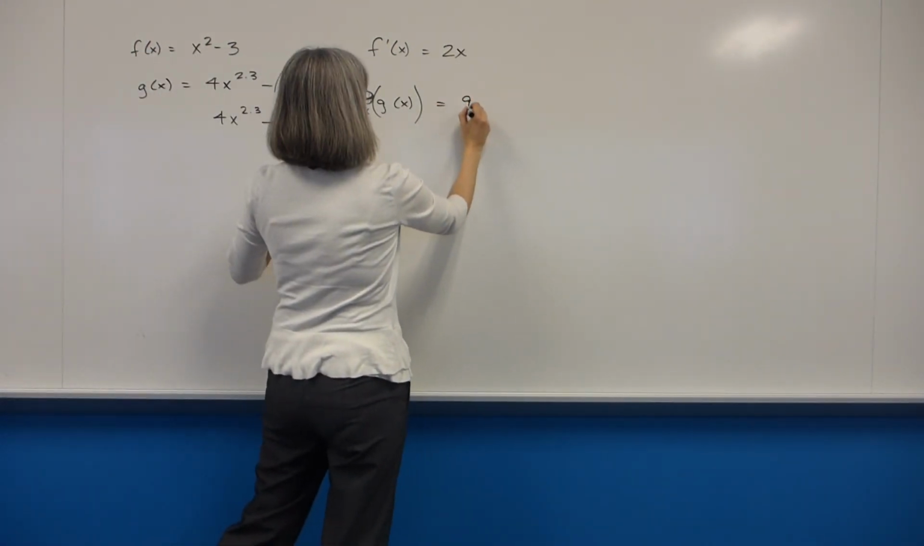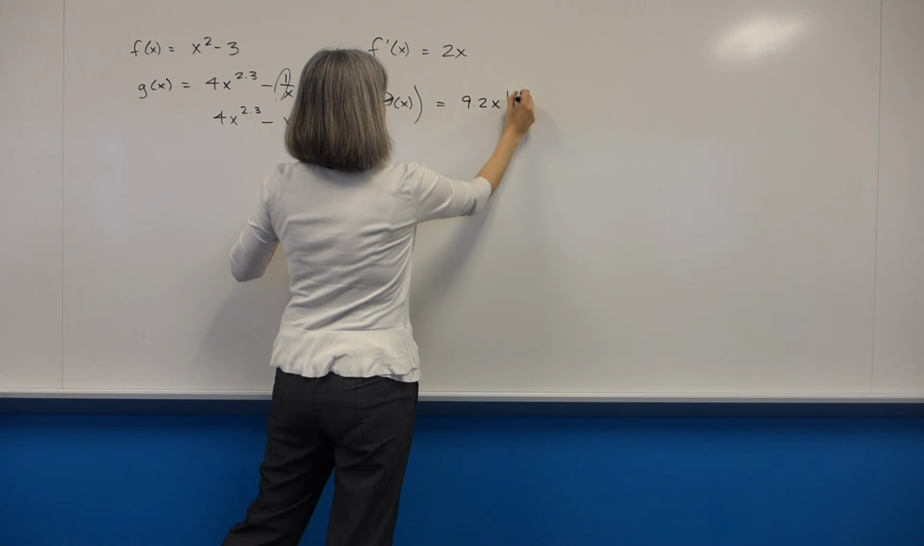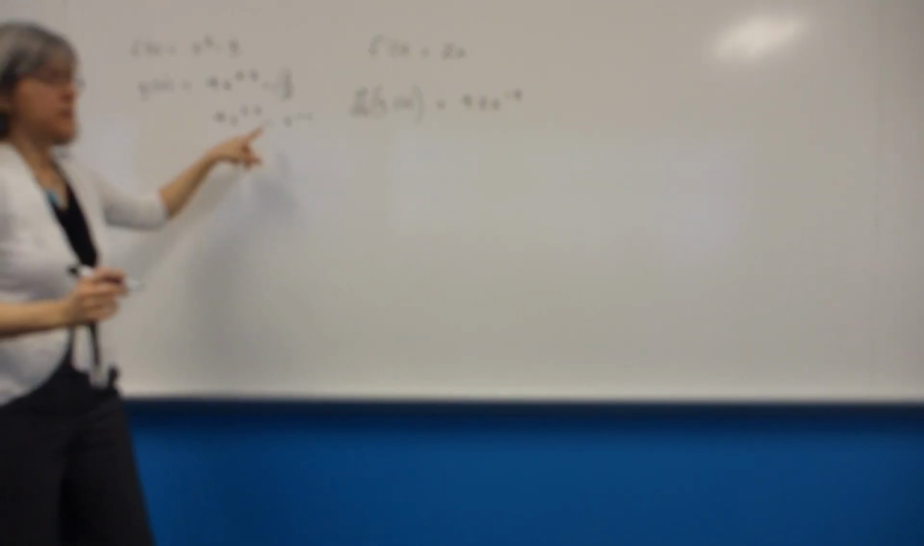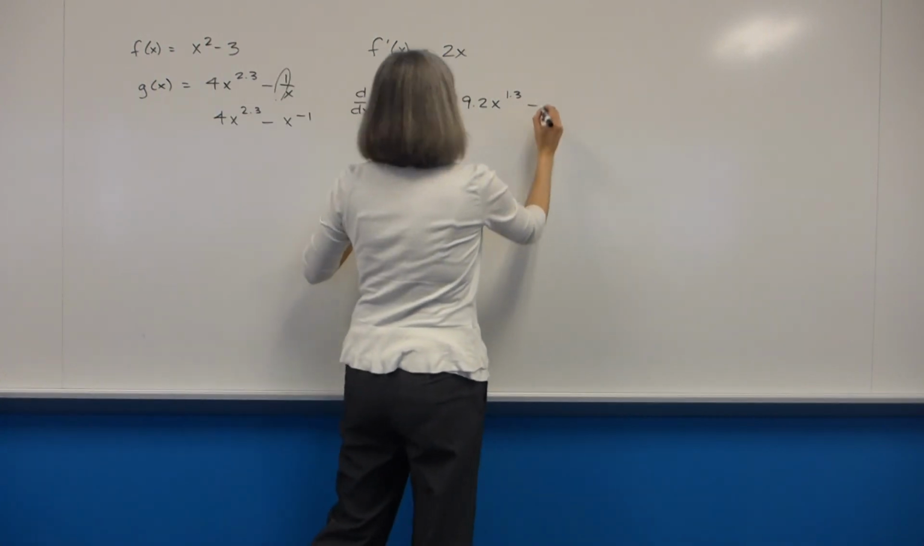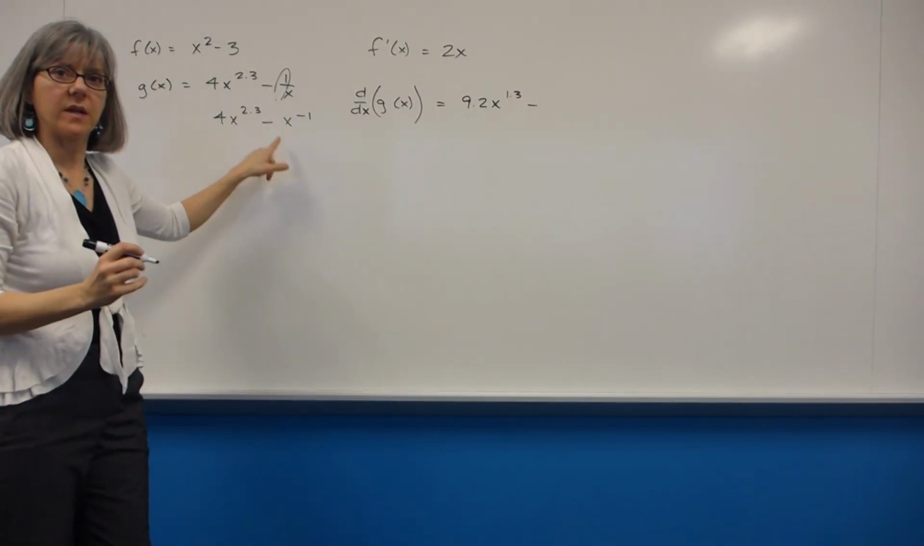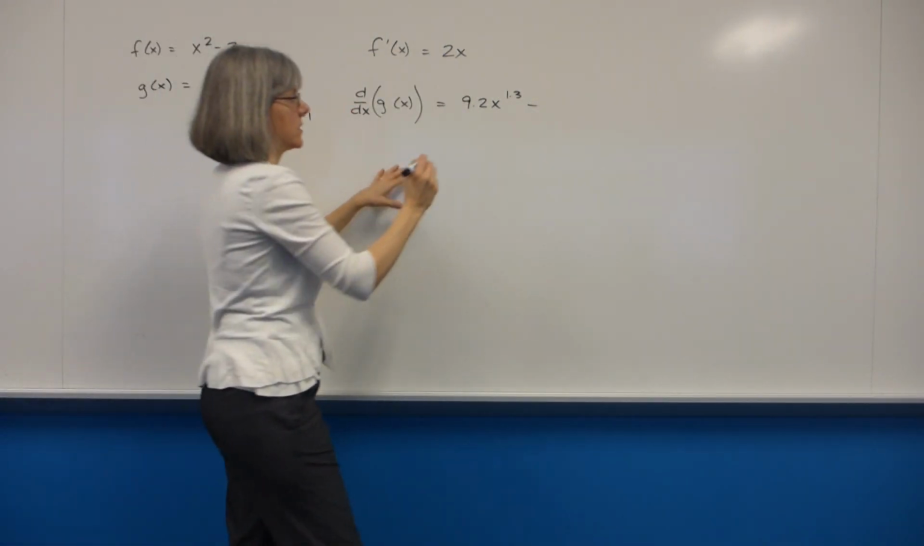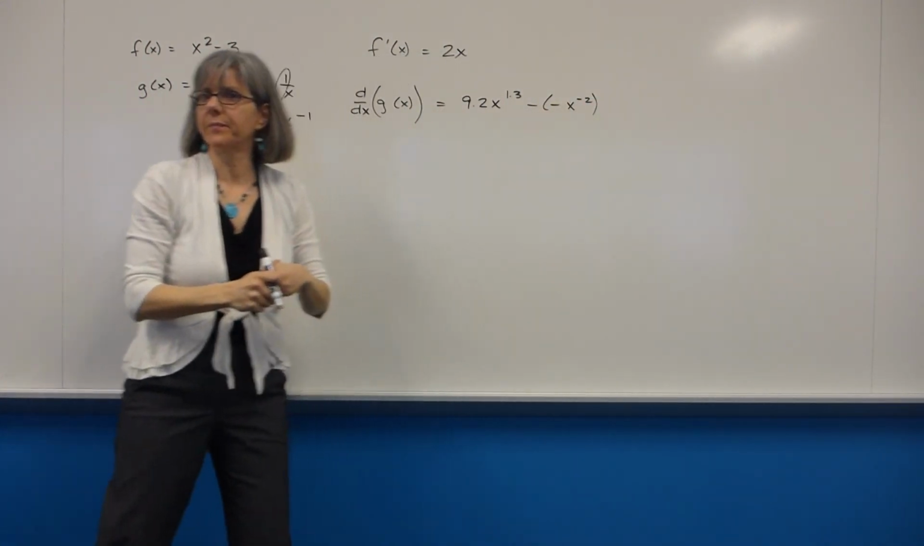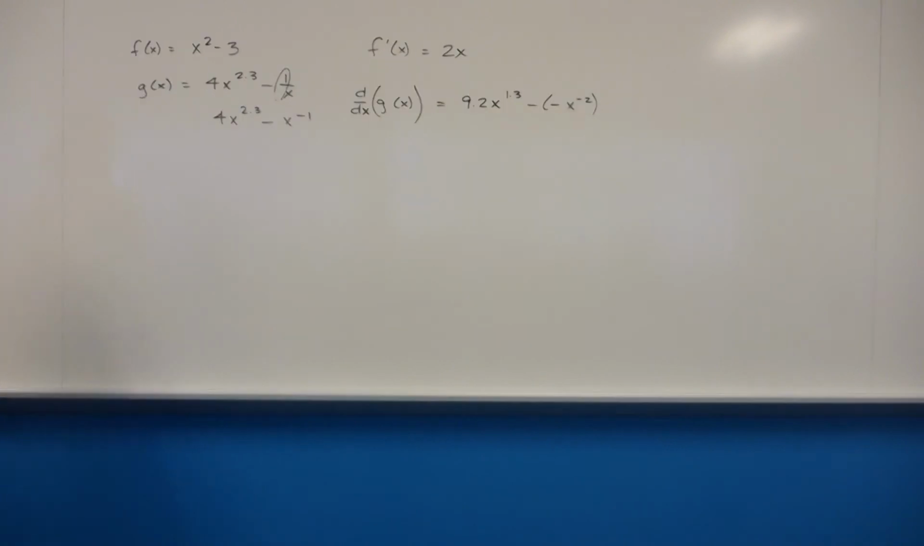So 9.2 x to the 1.3. I just multiplied 4 times 2.3. Minus the derivative of this, -1, x to the -2. And then clean it up. Don't leave it that way. Clean up the numbers.